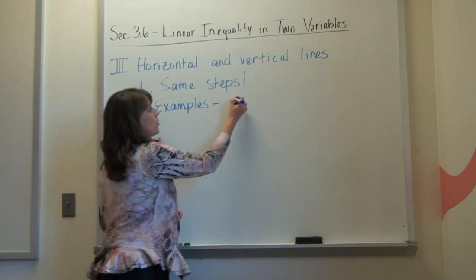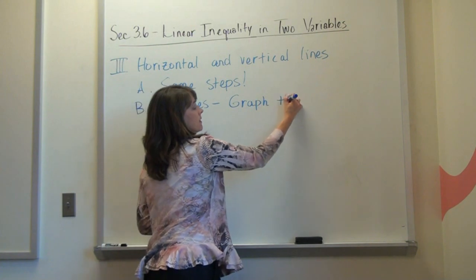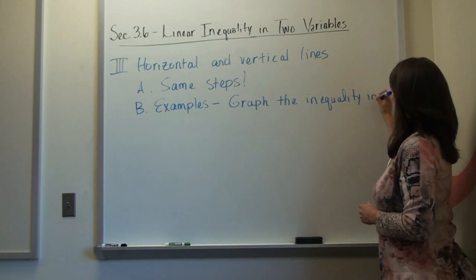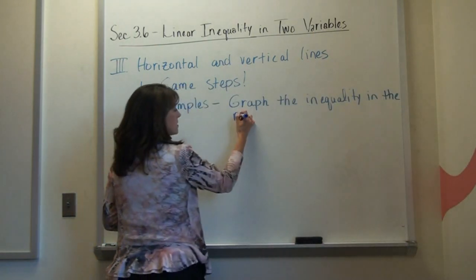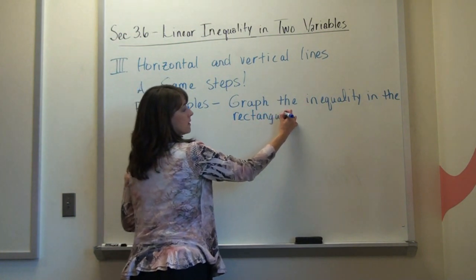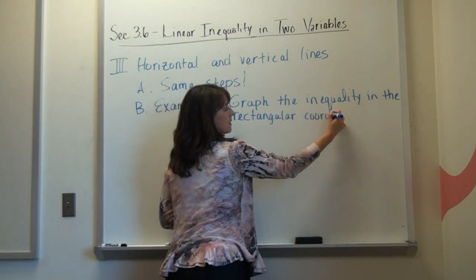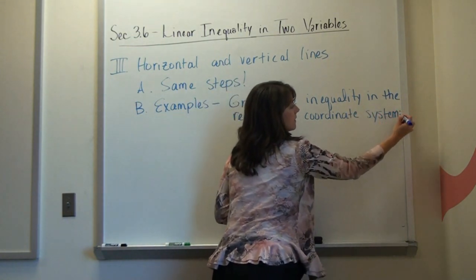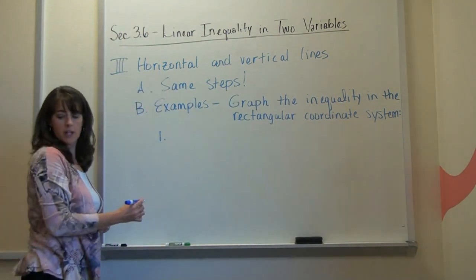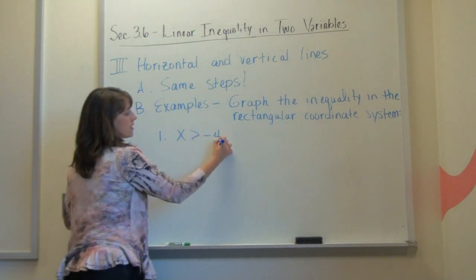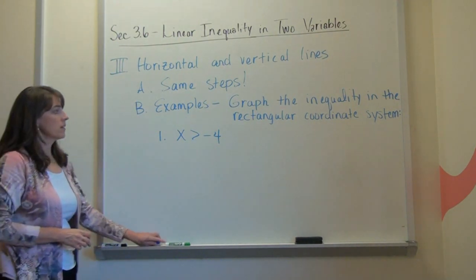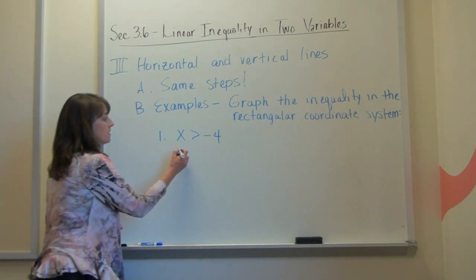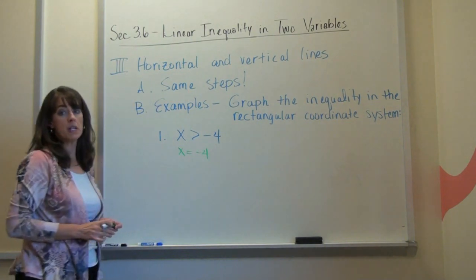And in each of these, just like before, we're going to graph the inequality in the rectangular coordinate system. And the first one that we're going to look at is going to be x greater than negative 4. So with x greater than negative 4, remember the first thing that I have to do is graph it like a line, which would be an equal sign.